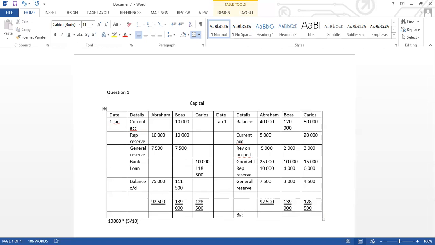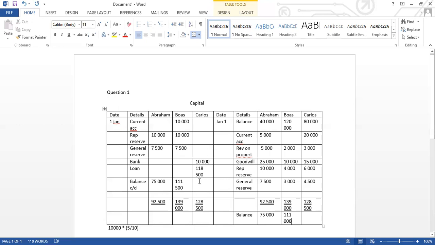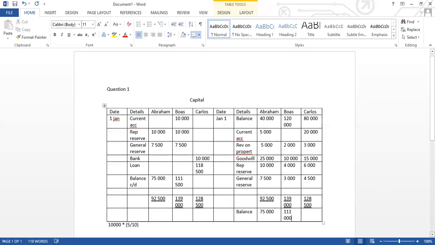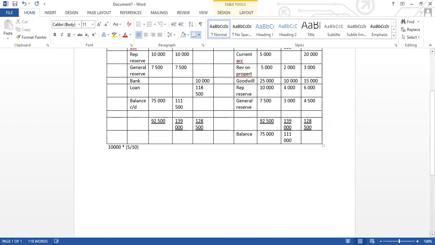So in this case, the balance of Abraham is 75,000, and of Boaz is 111,500. Now checking, Carlos has no balance. We closed off his account. Right? And therefore we are done with our capital account. Are there any questions?